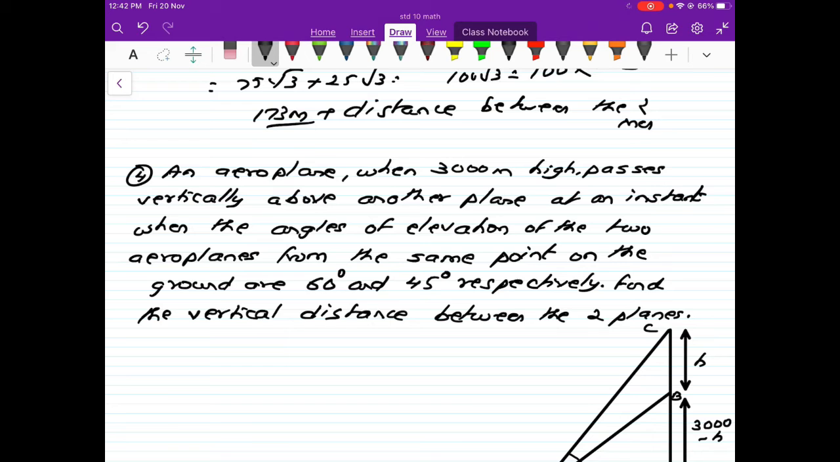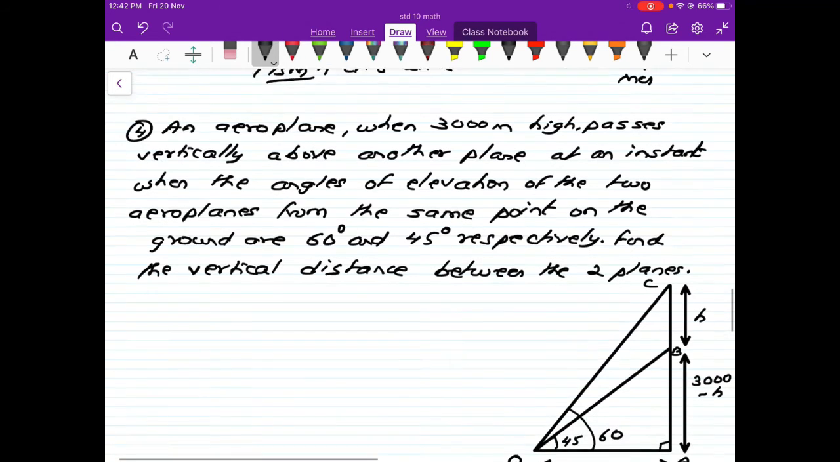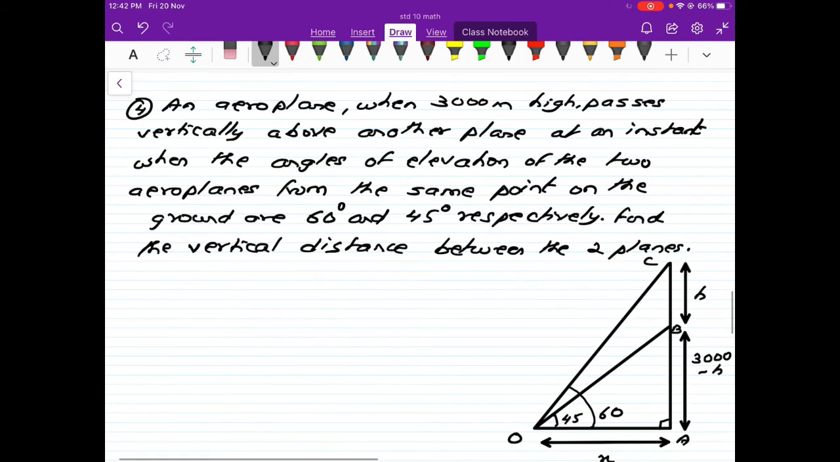An aeroplane 3000 meters high passes vertically above another aeroplane at an instant when the angles of elevation of the two aeroplanes from the same point are given. So they are flying one above the other, but at a specific point when one plane is 3000 meters above the other plane, the angles of elevation from a point on the ground are 60 and 45. We have to find the distance between the two planes.